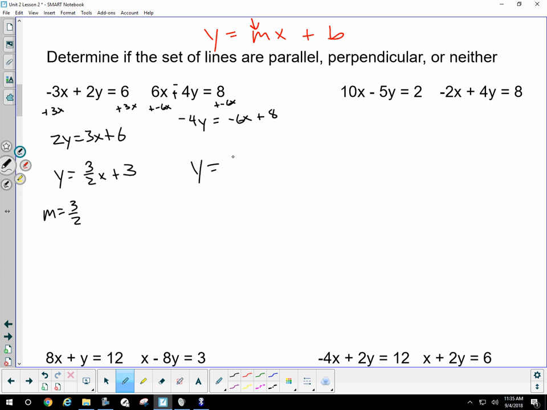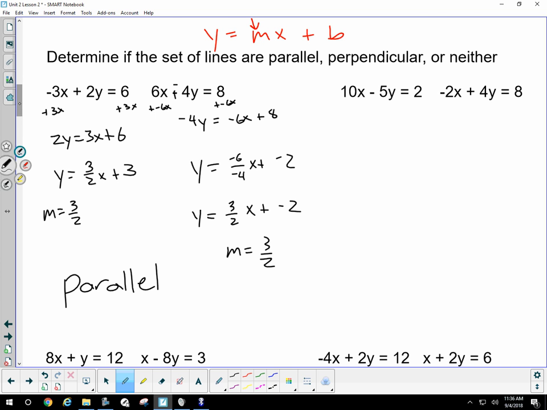It would end up being negative 6 over negative 4x plus 8 divided by 4 is 2, so this would be a negative 2. Now I can simplify negative 6 over negative 4. Well, negative divided by negative is a positive. I can divide or multiply the top and the bottom. Divide by 2 or multiply by 1/2, making this a 3 over 2. So this slope is 3/2 because this line has a slope that's 3/2 and this line has a slope that is 3/2, and the slopes are the same. These lines are parallel.